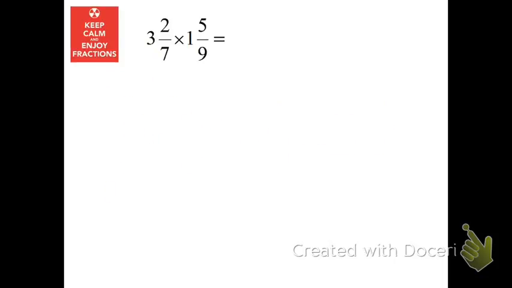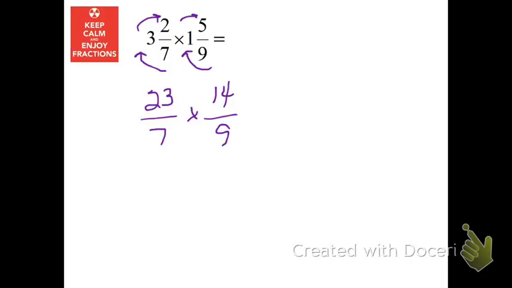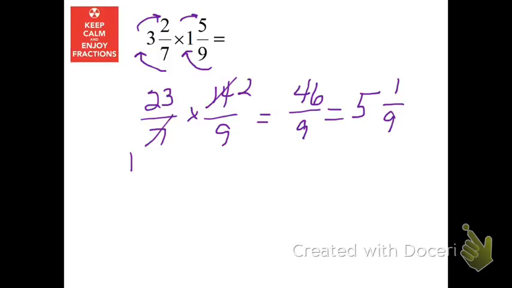Okay, another one. Turn it into improper fractions. 7 times 3 is 21, plus 2 is 23/7. Times 9 times 1 is 9, plus 5 more is 14/9. Okay, I can see a little simplifying here. I know 7 will go into itself once, it'll go into 14 twice. Multiplying straight across now, I get 46/9. And carrying out the long division, I know 9 will go into 46 5 full times. That's going to be 45, so I'll have a remainder of 1. So I get 5 1/9.